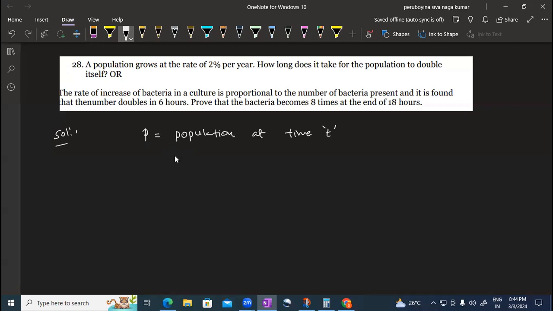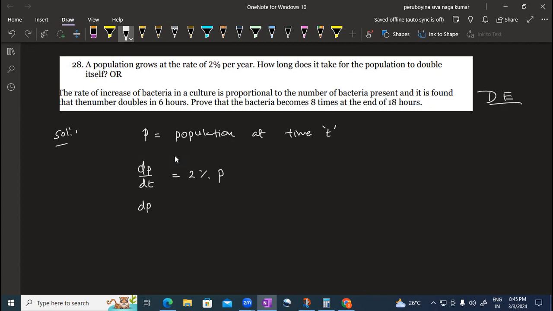This question is from differential equations. P equal to population at a time t. And rate of change is given. He said grows, right? Growth. So dP by dt, it says 2% in a year when you compare with the population. So dP by dt, you can write 2% of P.